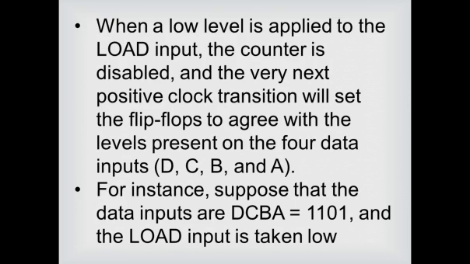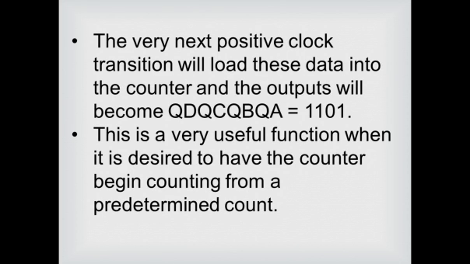And then after that, what do you have to do? You have to make the load input active. It is activated when it is low. So the load input should be low. Then this IC's load is going to be activated. And when you apply a clock pulse, on the positive edge of the clock pulse, this data will be loaded into the flip-flops, and QD will take the value of D, QC will take the value of C, QB will take the value of B and QA will take the value of A, and that way it is going to be preset to the state 1101.